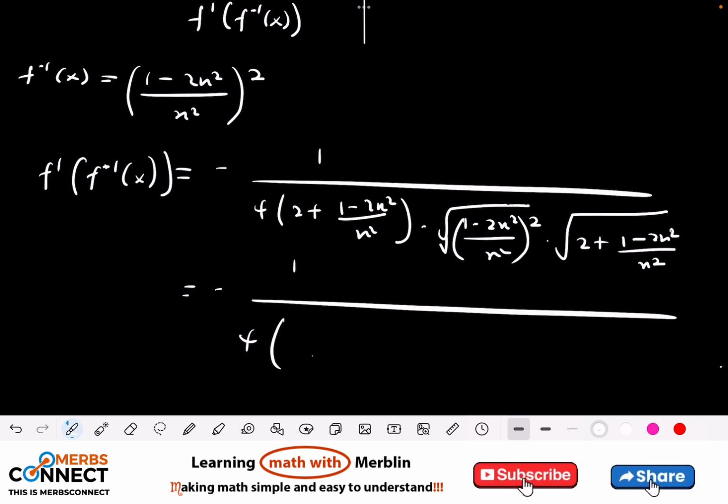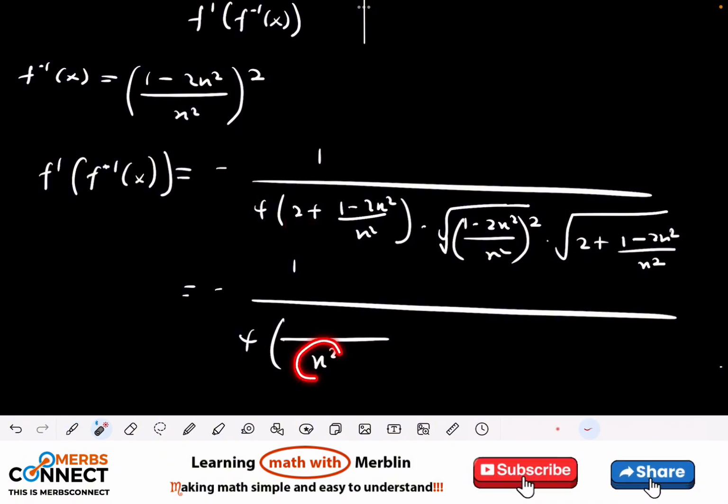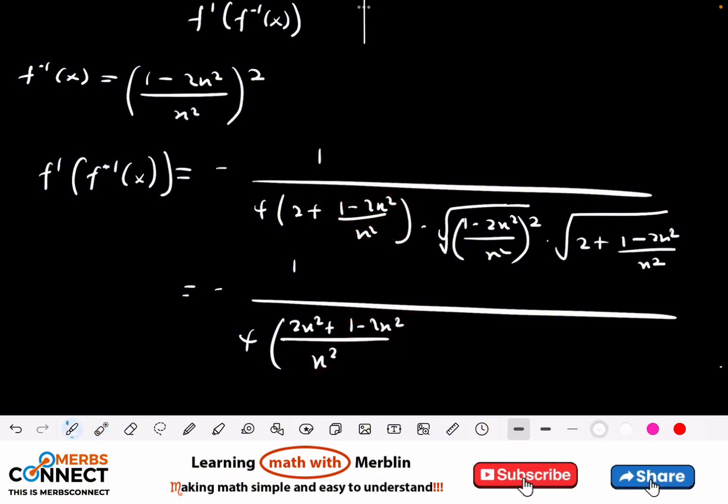So the next step will be -1 divided by. In this bracket, the LCM is 4x squared. Now this is divided by 1, 1 goes here, x squared. So when I multiply it, I get 2x squared plus 1 minus 2x squared, because here x squared goes here, 1. 1 times this will give us the whole of this. Good. Now that we've separated this, one can cancel this one here.